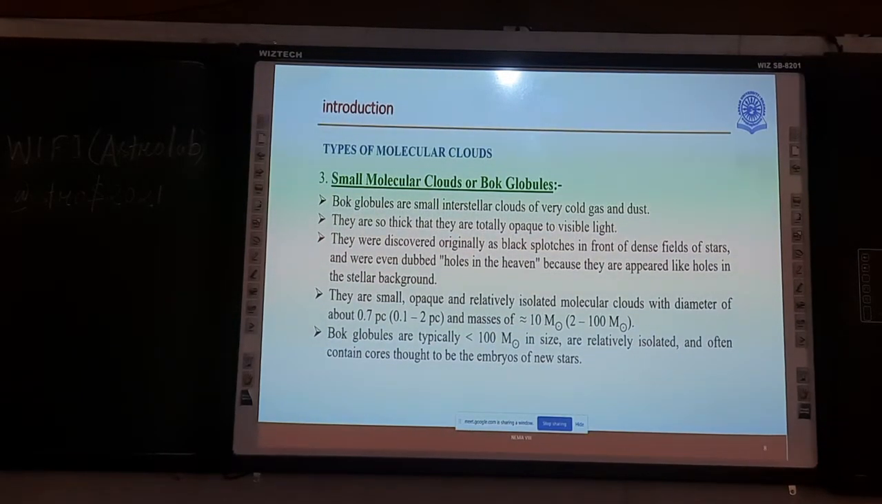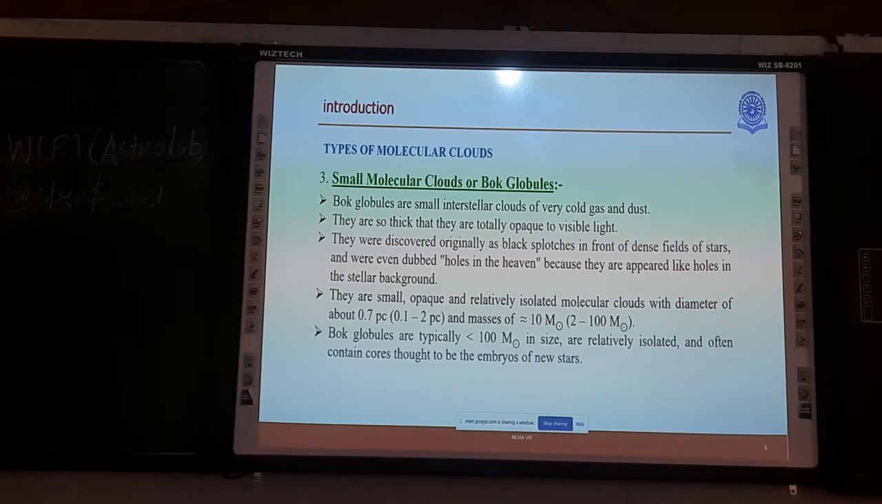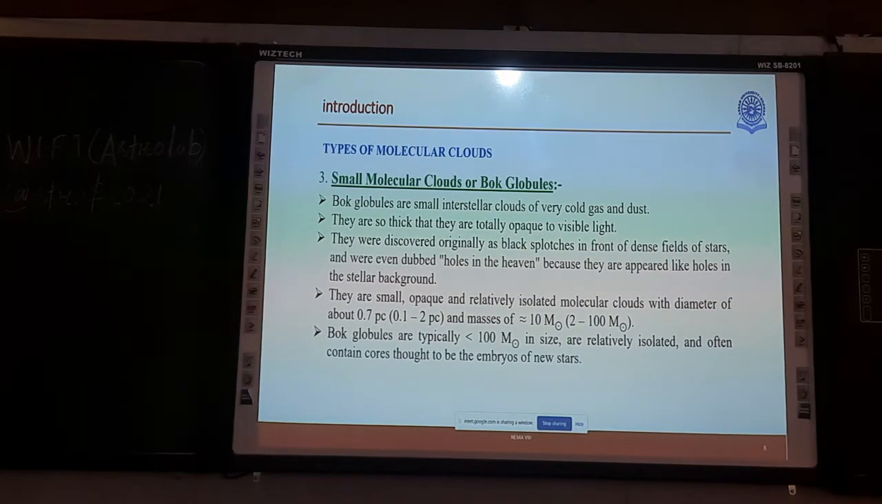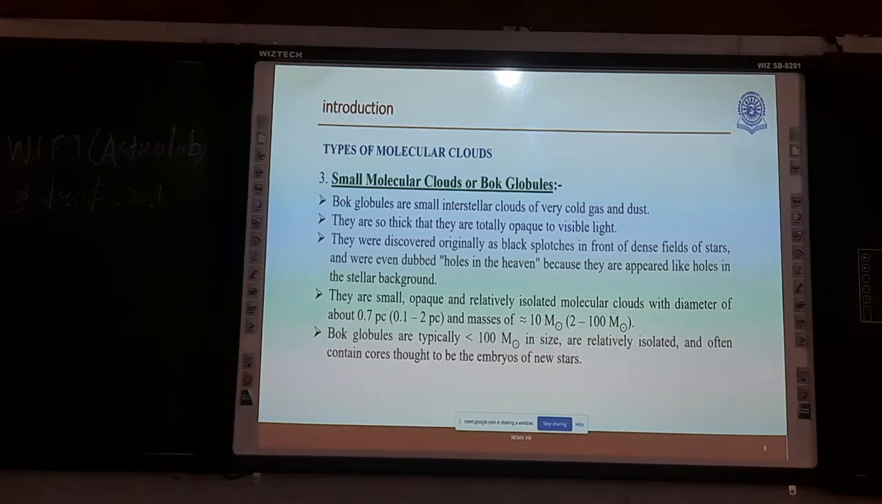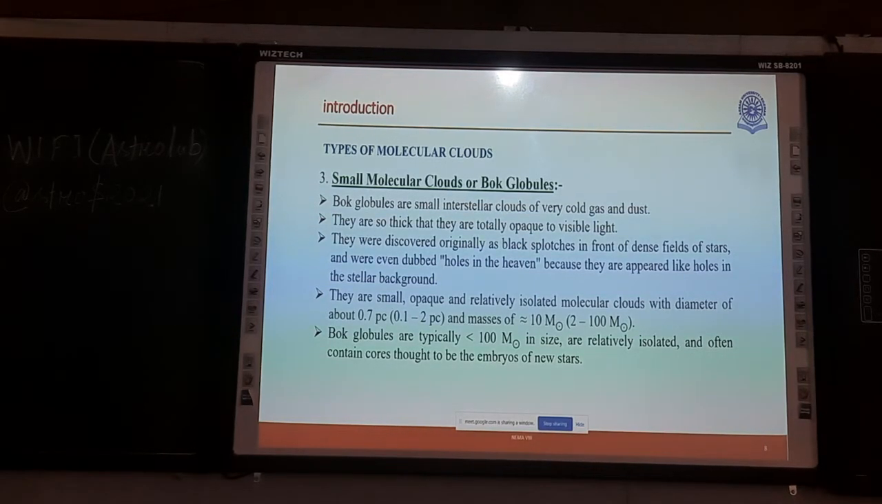And this is the small molecular cloud, which we call globules. These are very small molecular clouds. We are considering this type of cloud with very old gas and dust particles, and they are very opaque and relatively isolated, having a diameter of 0.7 parsec and a mass of approximately 10 solar masses. Globules are typically less than 100 solar masses in size and are relatively isolated.